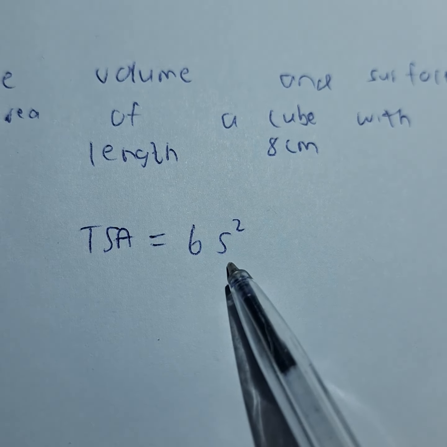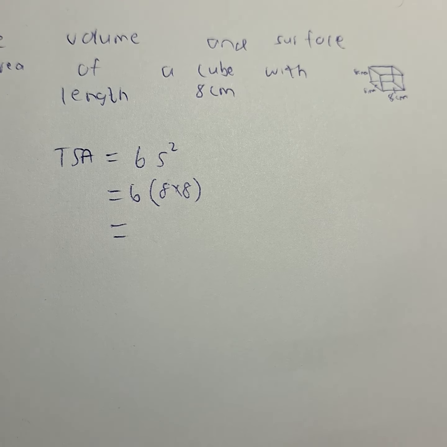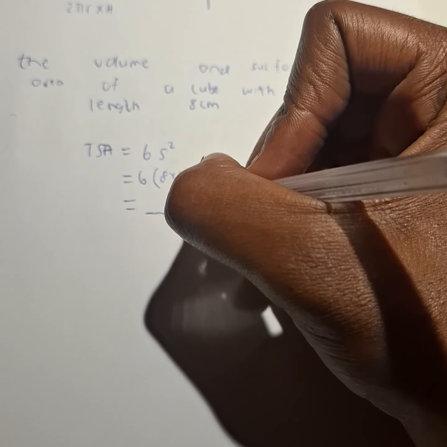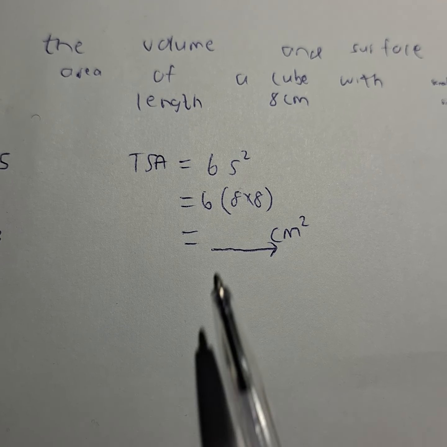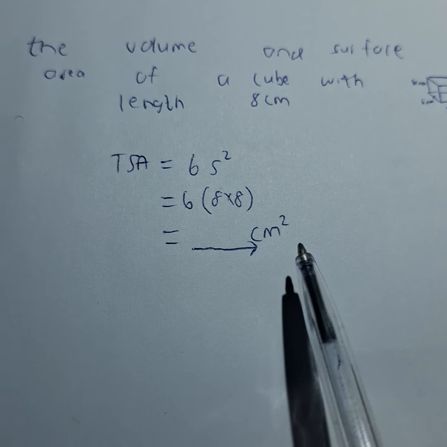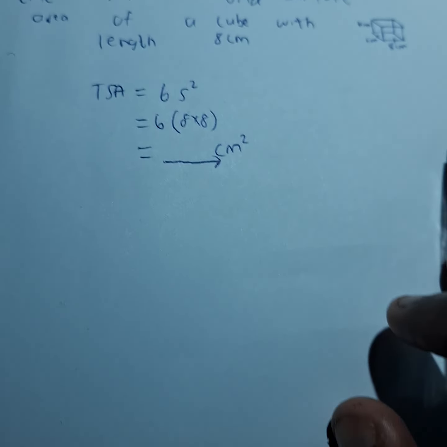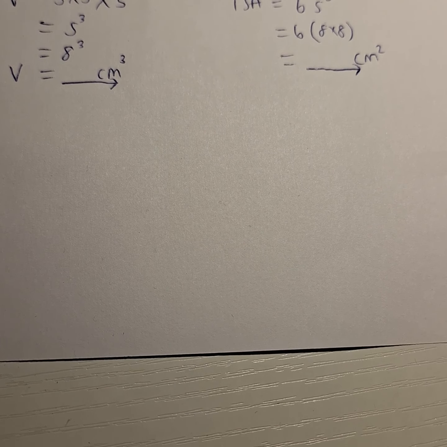6 square faces, and we know that the area of one square is s times s, which is s squared. So we're going to say 6 times 8 times 8, or 8 squared. Obviously, guys, you should be able to punch this into your calculator and get the answer. Once again, I am not going to actually tell you what the answer is. You guys in the comment section will let me know what you got as your answer. But remember, in square units, that will be centimeters squared, and we leave that as our answer.